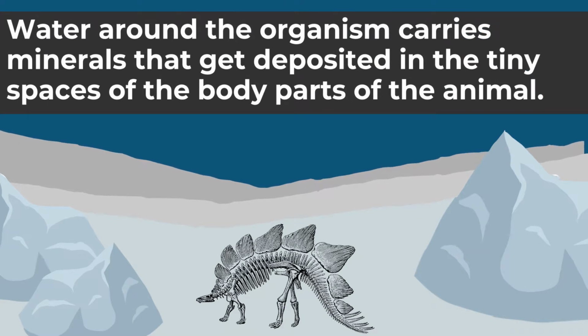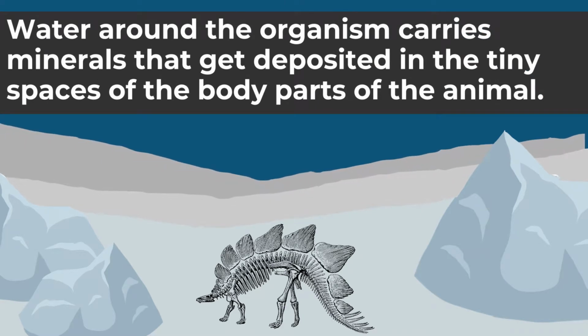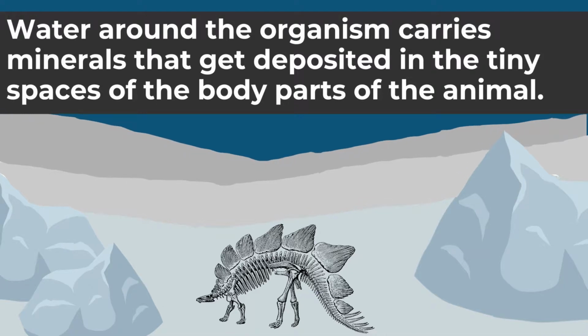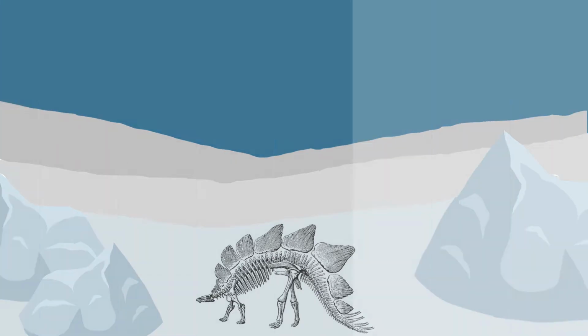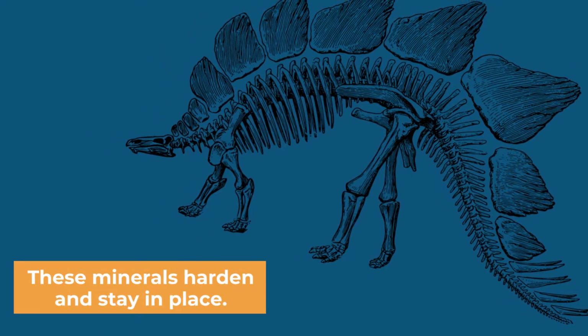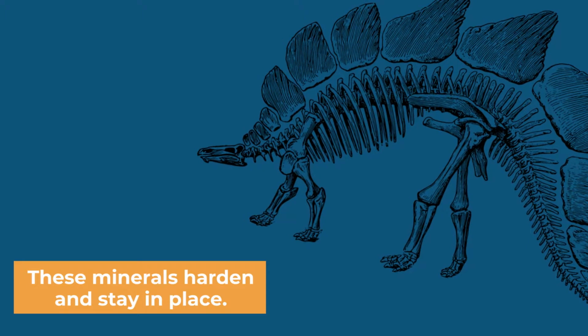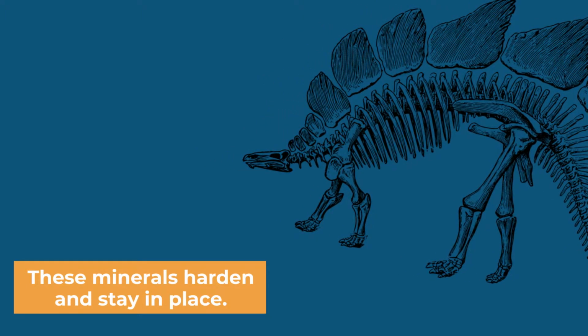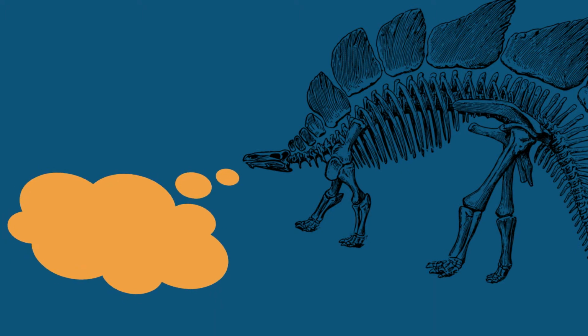Over time, the water around the organism carries minerals that get deposited or left behind in the tiny spaces of the body parts of the animal. As the body part of the animal eventually rots away, these minerals harden and stay in place, thus preserving the original shape of the hard body parts of the animal, like bones and teeth. When a fossil forms like this, it is called permineralization.